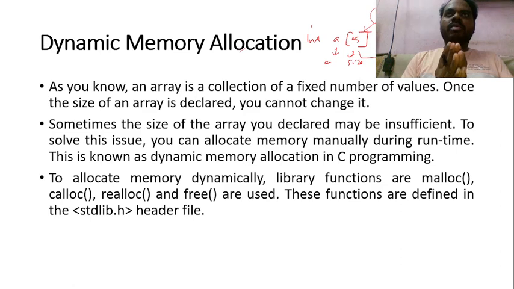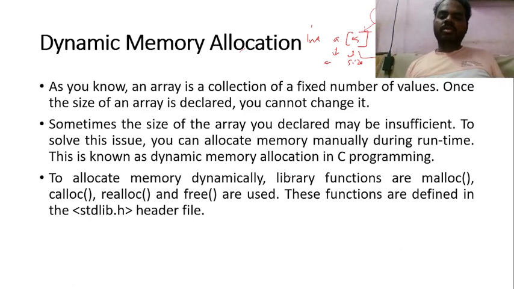To allocate memory dynamically in C, we should use malloc. We have the malloc function, the calloc function, realloc and free. We have four library functions for allocating memory dynamically. Dynamically means we can change the size of an array during runtime. This is all about dynamic memory allocation.